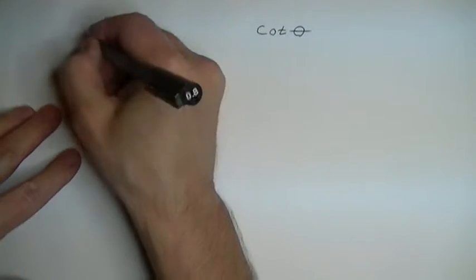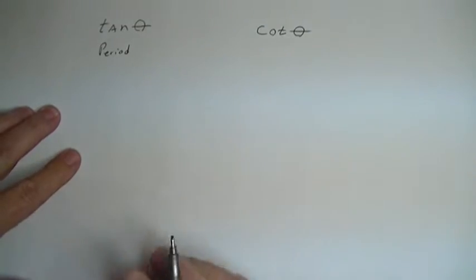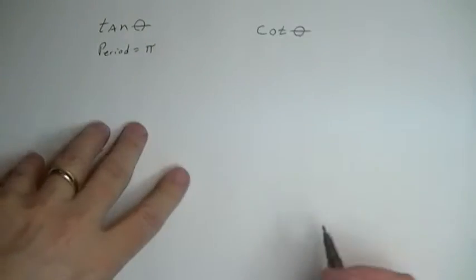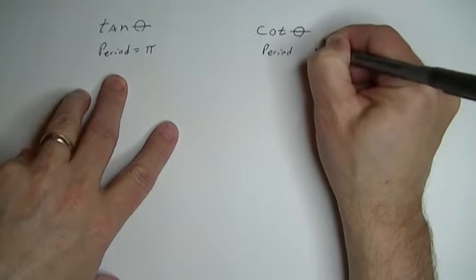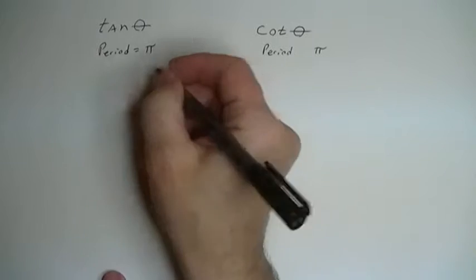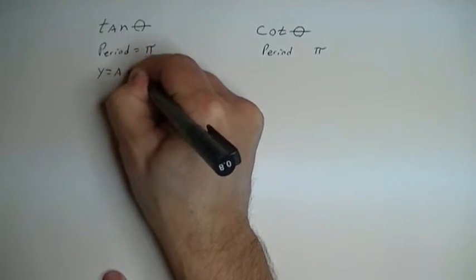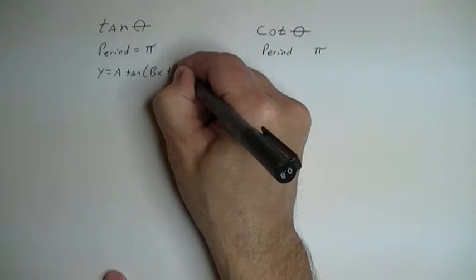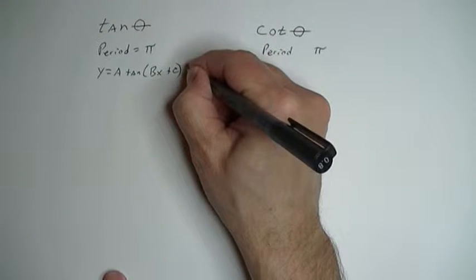The period for the tangent and the cotangent both is just pi. Okay, so don't get hung up on that. It's just half the period of the sine and cosine. So the period of both is just pi. So when you have one of those functions, actually, that should be a minus, but you get the idea.